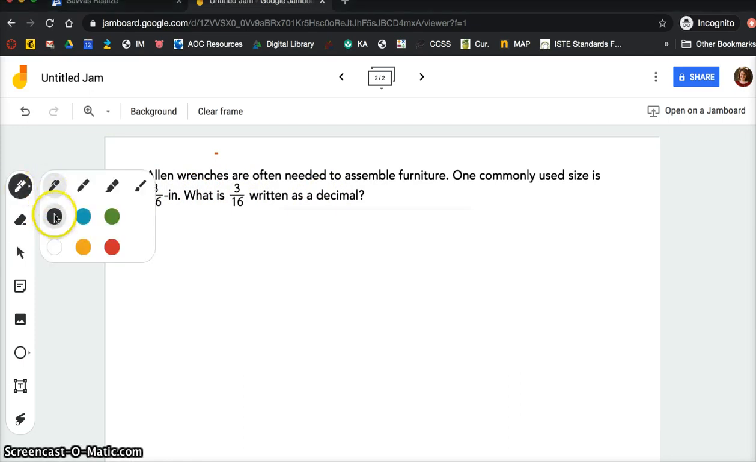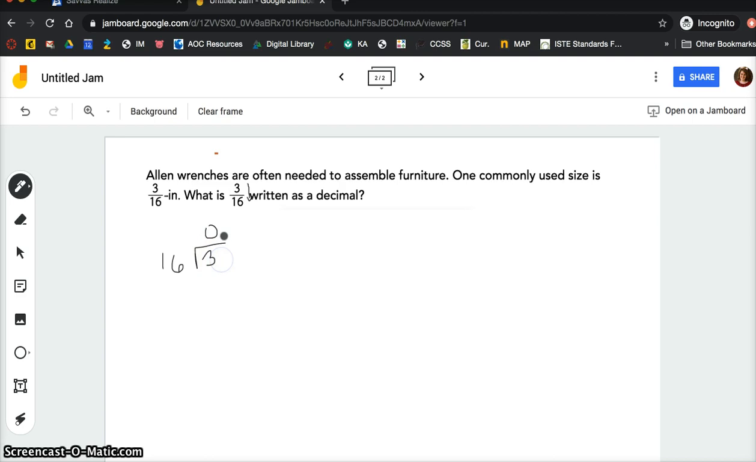So to do this without a calculator, you need to know that we work with fractions from top to bottom. So the 3 is divided by 16, because all fractions are division problems in disguise. So we're going to ask ourselves, well, how many times does 16 go into 3? It doesn't go into 3.